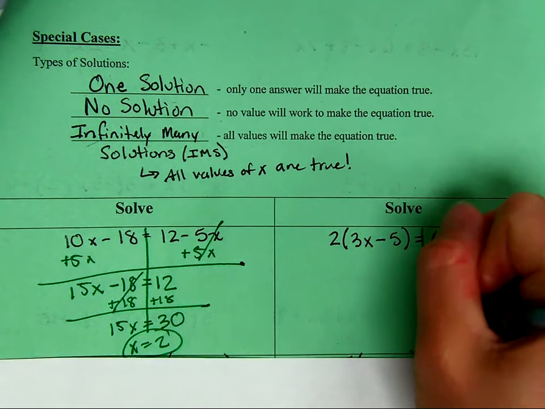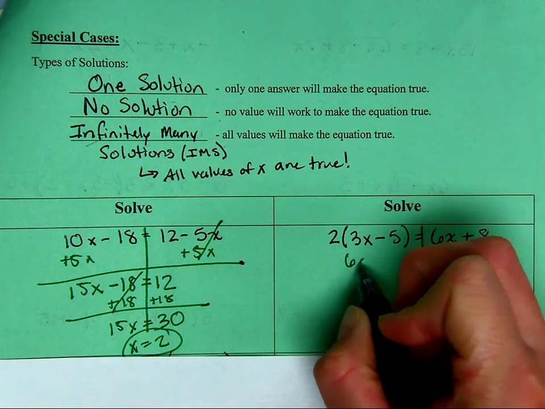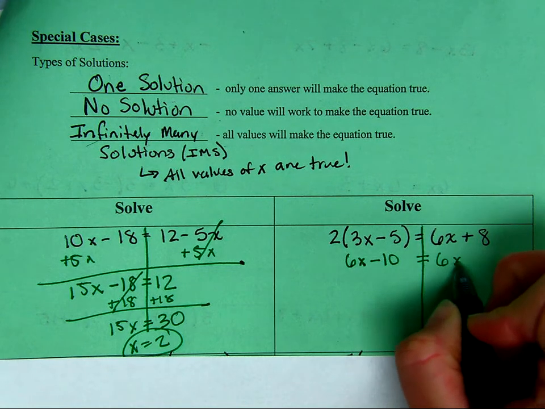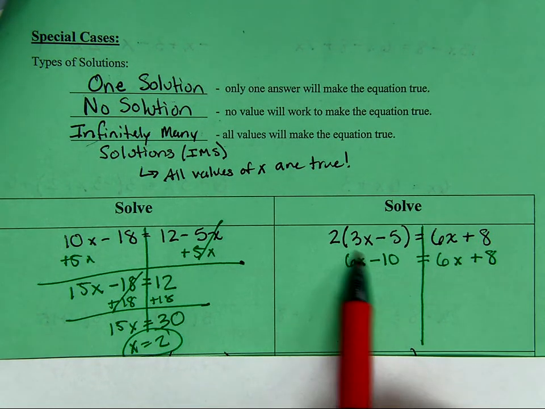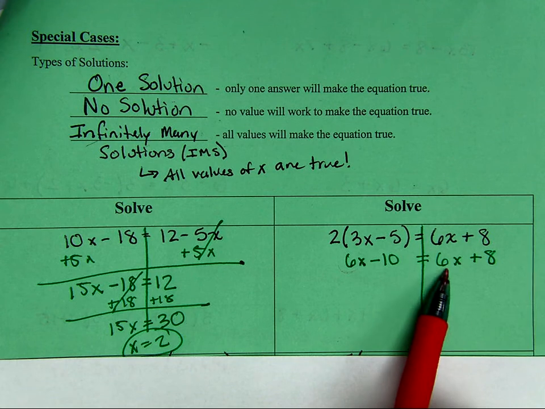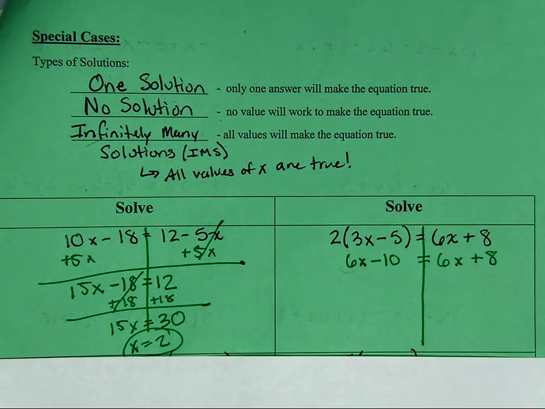So in this next one, when I go to solve, the first thing I need to do is distribute. So that makes 6x minus 10 is equal to 6x plus 8. Now, if I'm thinking about this step right here, something should seem weird, because 6x minus 10, how is that going to equal 6x plus 8? Sometimes this is the only step you need to do, and you might be able to see the answer. I do need you to show me at least one step on these.